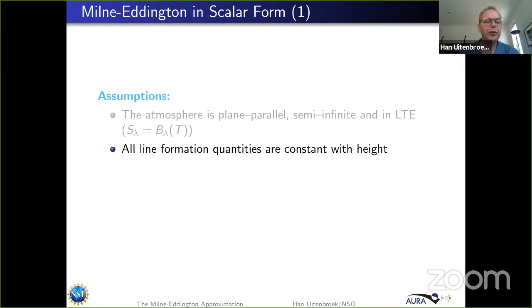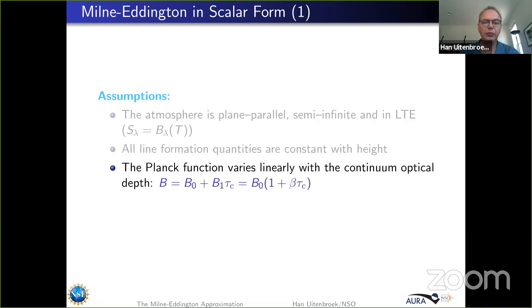The further assumption is that all line formation quantities are constant with height. This means that the line broadening, the line shift, the polarization properties are all assumed to be constant over the range of height of line formation. And the third and final assumption is that the Planck function varies linearly with the continuum optical depth, namely that the Planck function B can be written as some constant B0 plus a second constant B1 times tau_c, which is the optical depth at continuum.